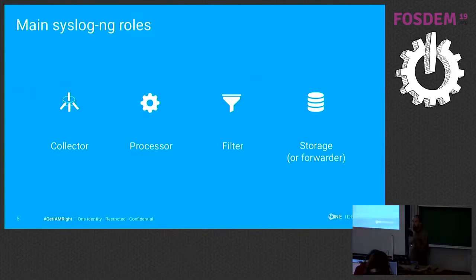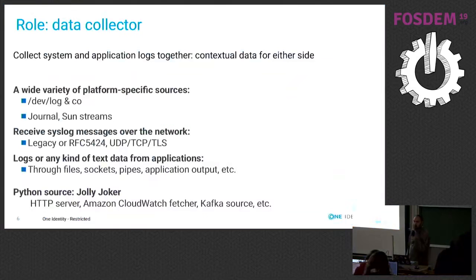There are four major roles of syslog-ng. It's collecting messages, processing them, filtering them, and finally storing them either locally or to another destination. The first role is data collection. There is a wide variety of platform-specific sources supported, like devlog, journal, sun-streams. As a central log collector, it knows the legacy and the new syslog protocol over UDP, TCP, and encrypted connections.